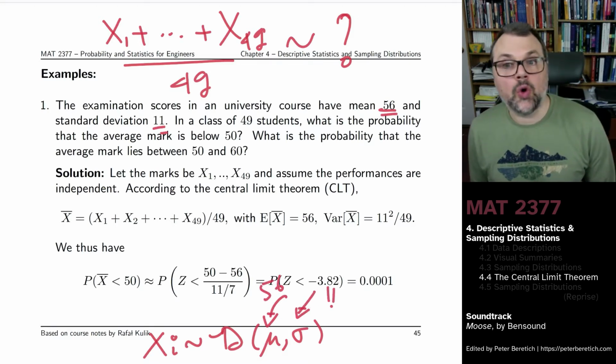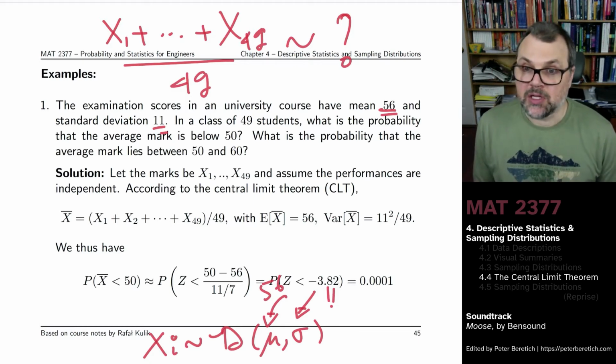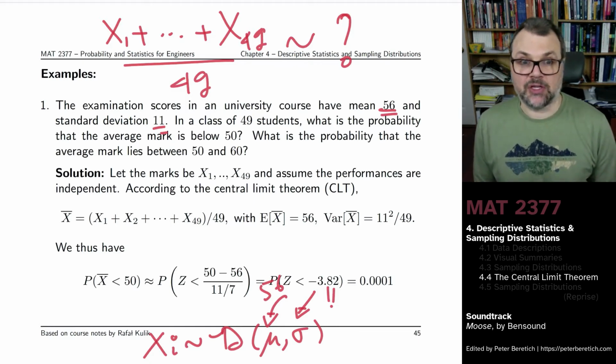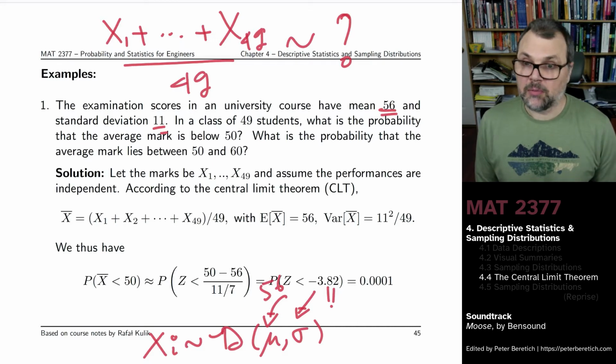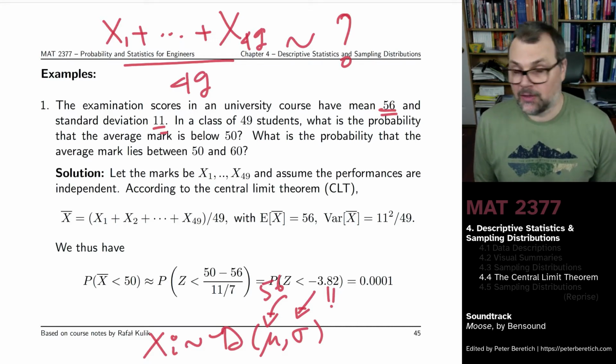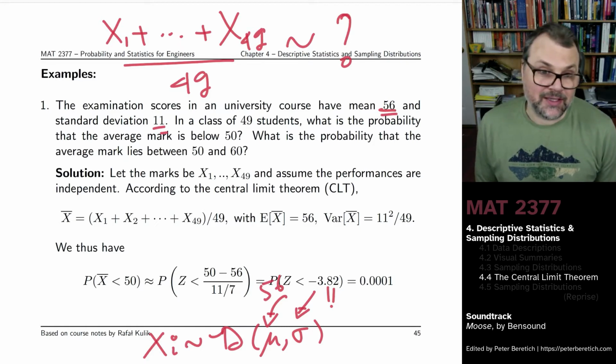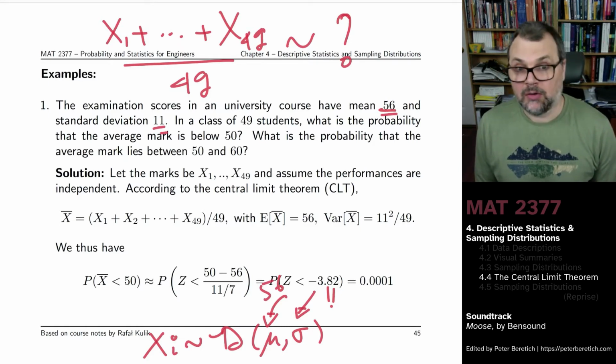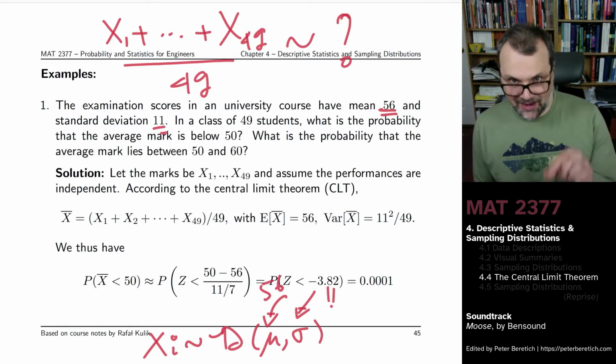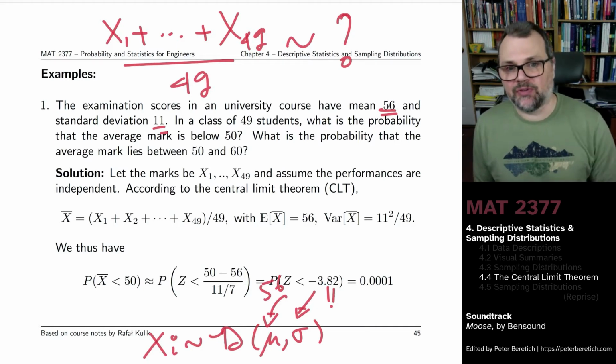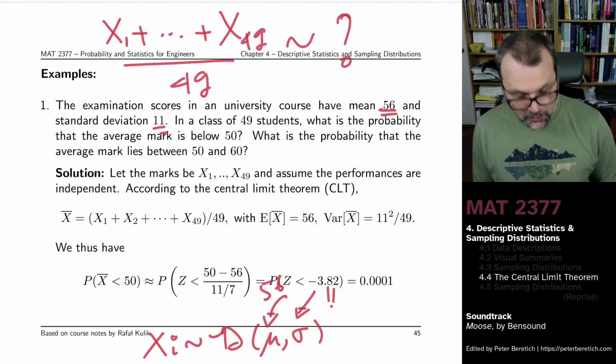The prof knows what the mean and what the standard deviation is, but they don't know how the grades are actually distributed. Another question to ask: what's the probability that the average mark for the class, this time, the average in that class, would lie between 50 and 60?